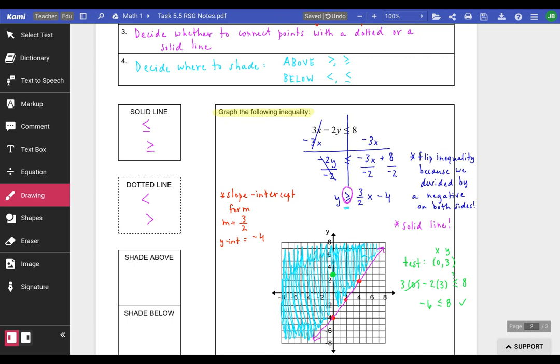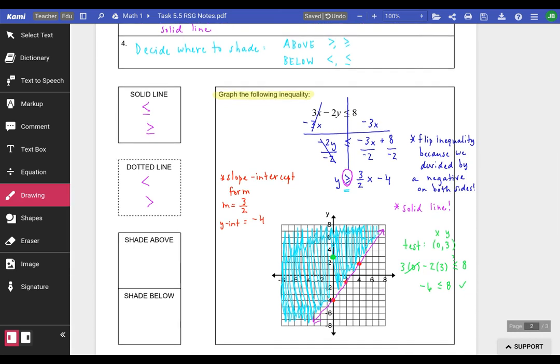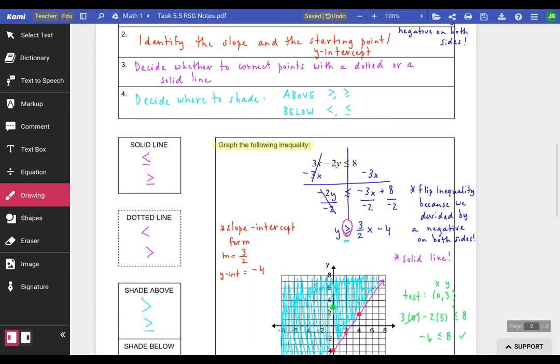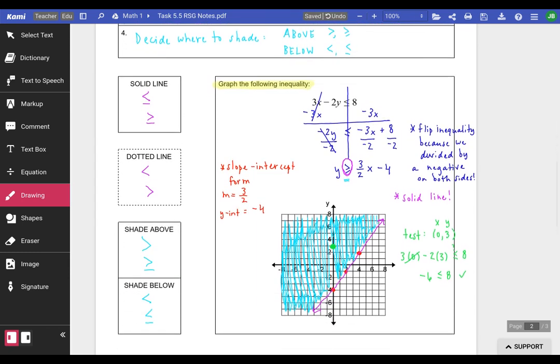All right, so that's one example. I'm going to go through a few more with you so you can get a few more examples before you try the practice. Let me go back. I realized I did not complete this. Again, shade above if I have greater than or equal to. Shade below if I'm less than or equal to. Okay, so let's see if we can try some more.